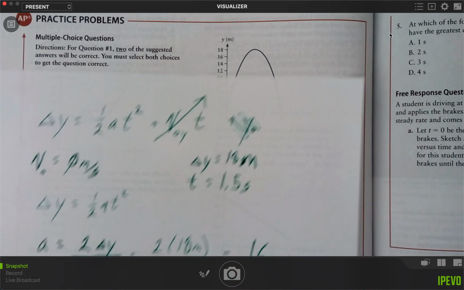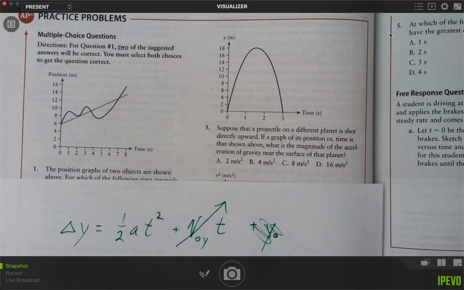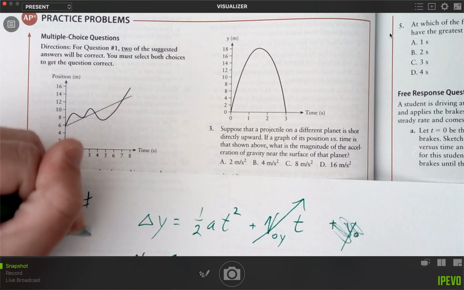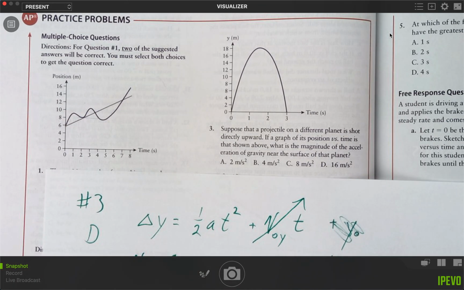Let's see if that's an answer. Hot dog, look at that. Question number 3 is letter D. So now we're getting number 3 to be letter D.